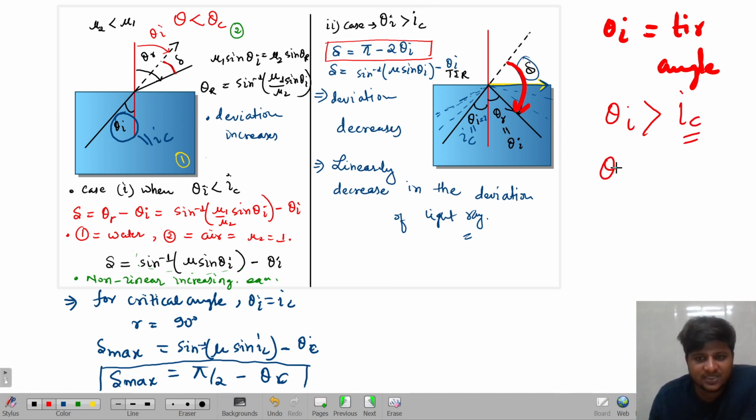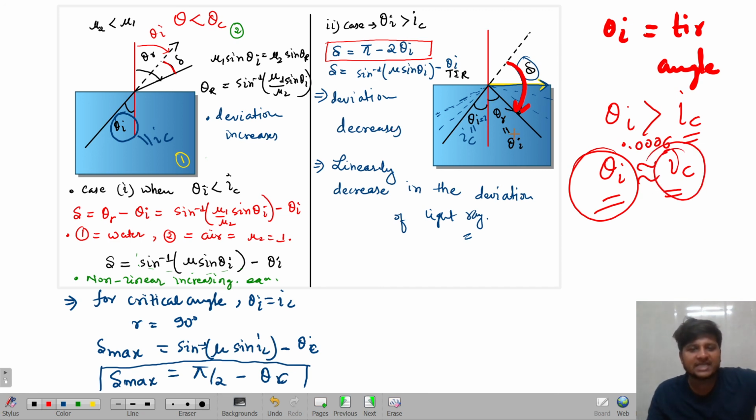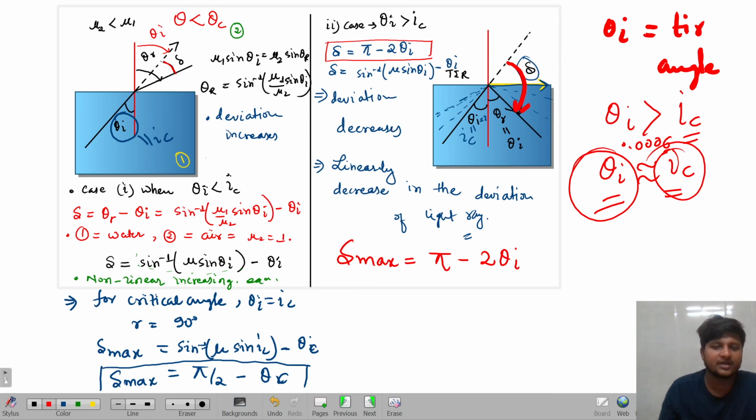So if theta I is itself equal to the critical angle, what is it going to do? Like it is a little bit, just 0.0006, greater than the critical angle. What is going to happen? Total internal reflection will happen, and it will happen at the critical angle itself. So that means the maximum possible deviation in this region, delta max here, is equal to pi minus twice theta.